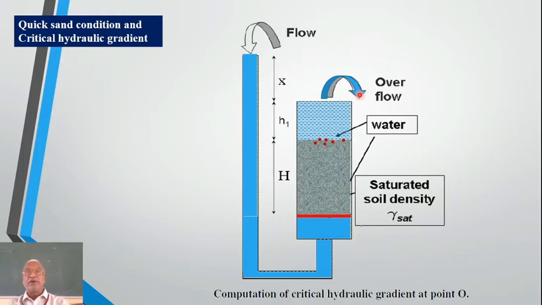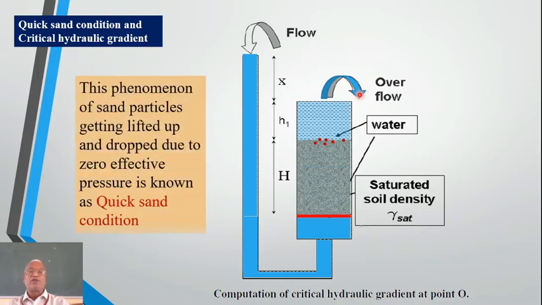So this condition of soil particles getting lifted on the surface and then again dropped back because effective pressure is zero, this phenomenon is referred to as quicksand condition. Another name used for this is sand boiling. Now technically we'll see how this is calculated. This phenomenon of sand particles getting lifted up and dropped due to zero effective pressure is known as quicksand condition. So you have to mention that it is a zero effective pressure and sand particles will be lifted and dropped down.